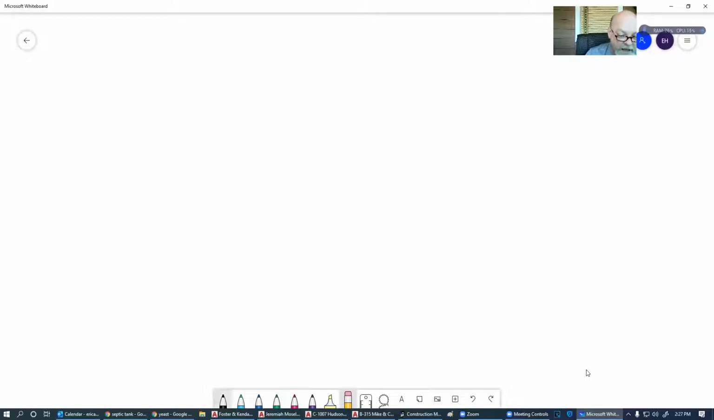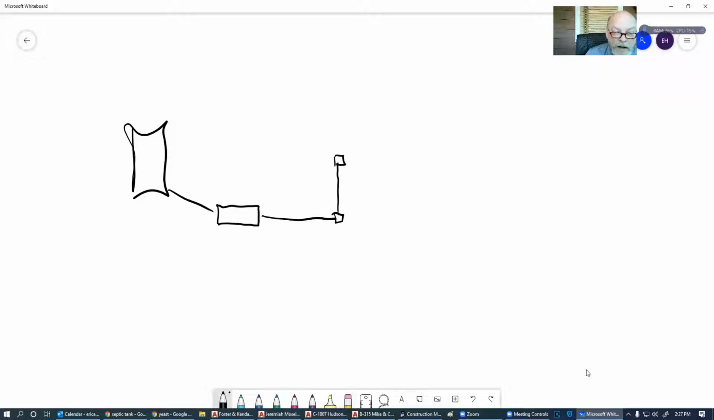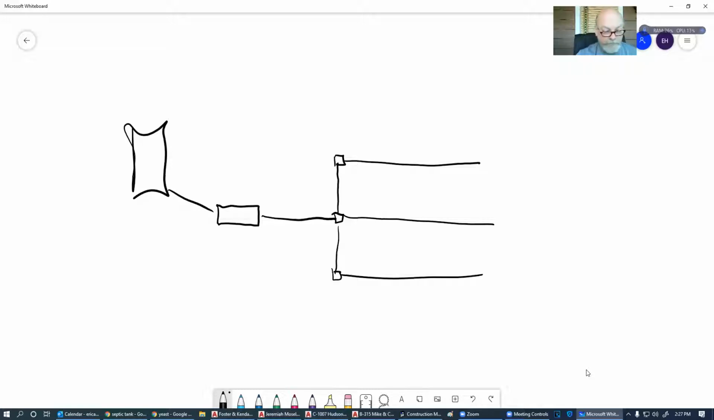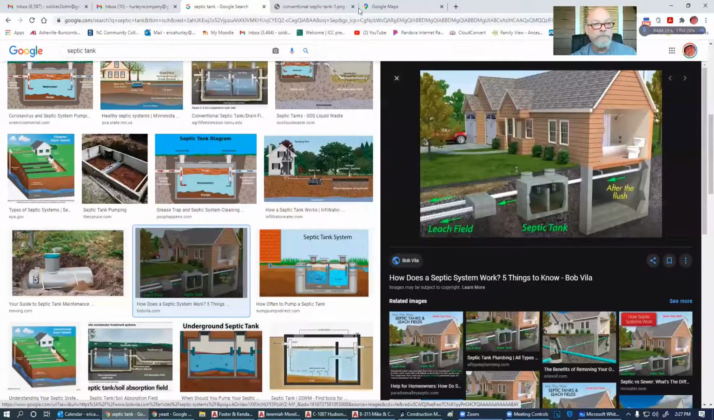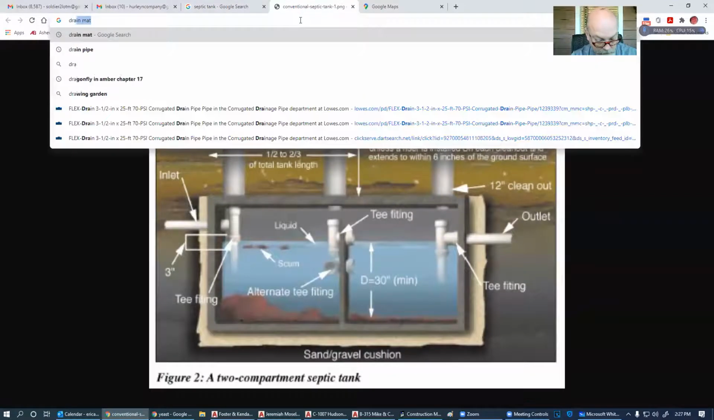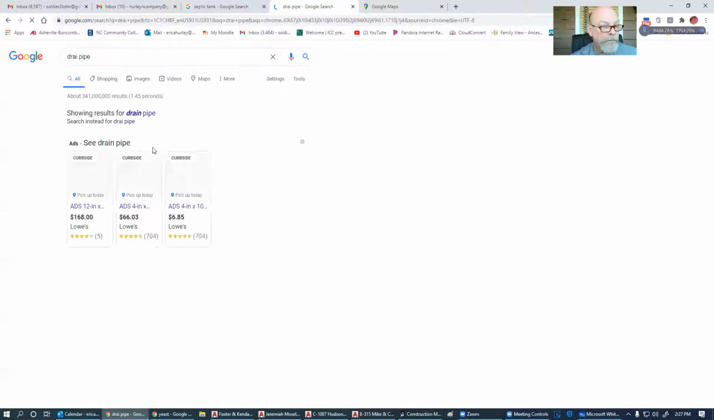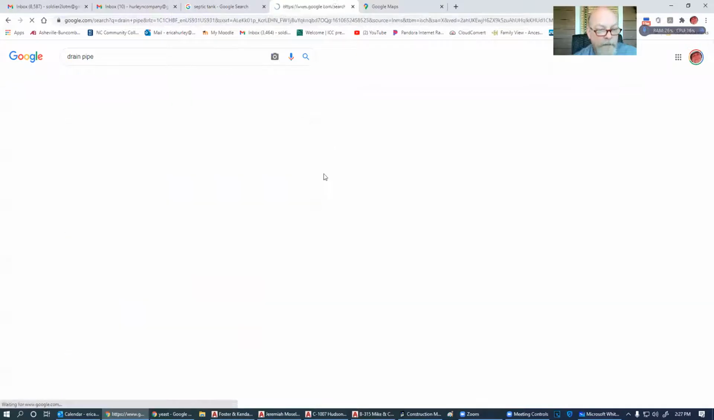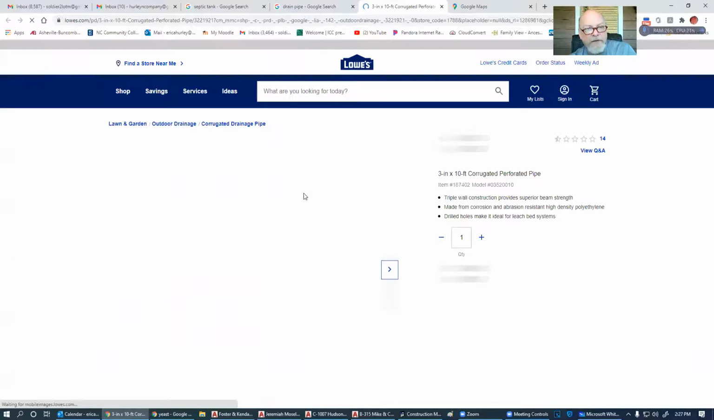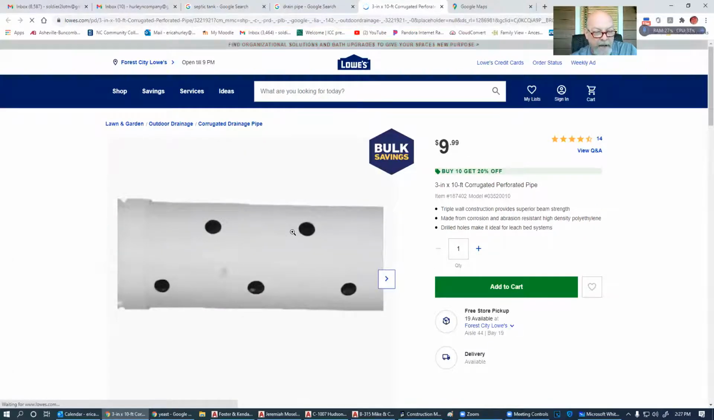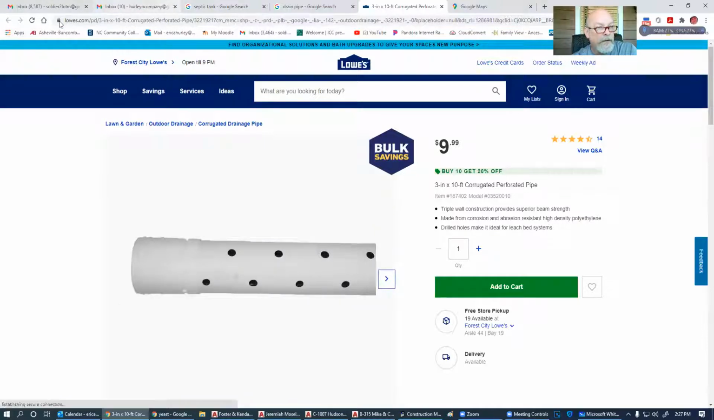We have the house, we have the septic tank, we have the distribution box, another distribution box, another distribution box, and then we have the drain fields. These pipes here have holes in them or slits. In the old days, this is what they looked like. Most all of them had holes on just one side.